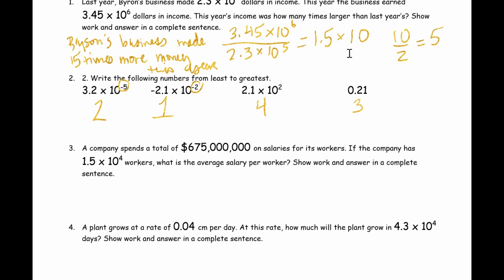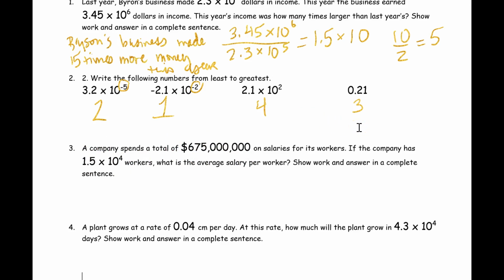All right, a company spends a total of $675 million on salaries for its workers. If the company has 1.5 times 10 to the 4th power workers, what is the average salary per worker? Show your work and answer in a complete sentence. So this is where I insert the tool of compatible numbers. So many times when people see these larger numbers, they get so confused.